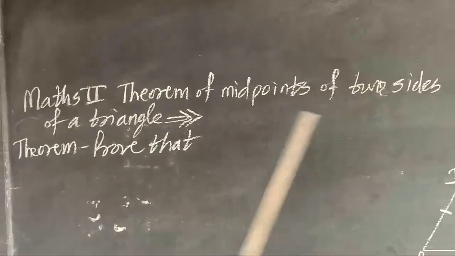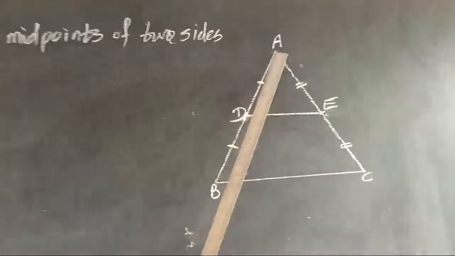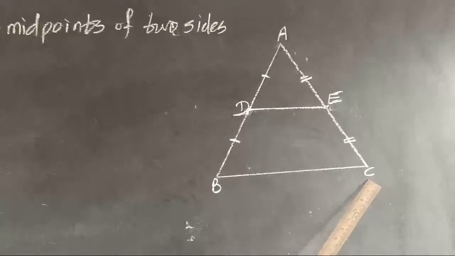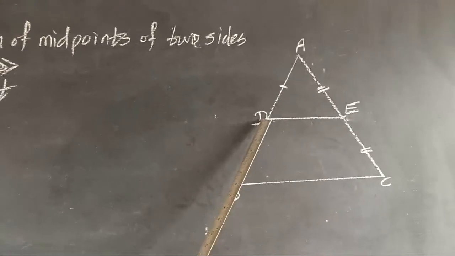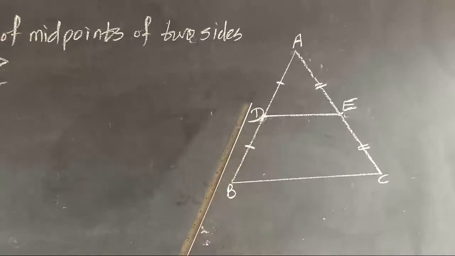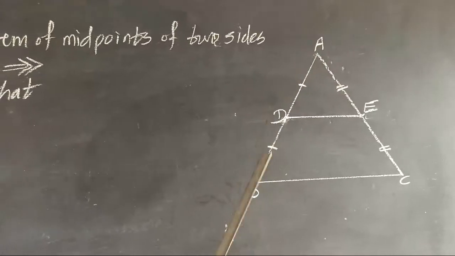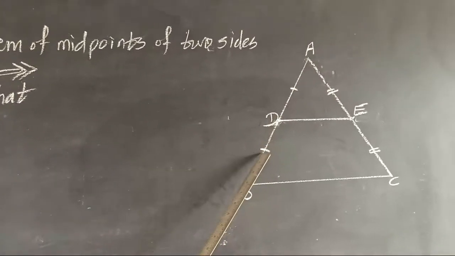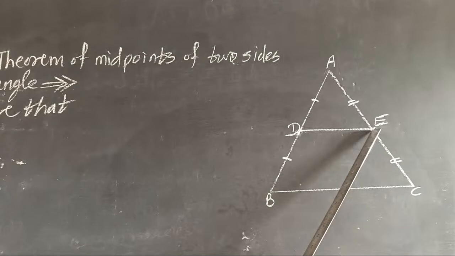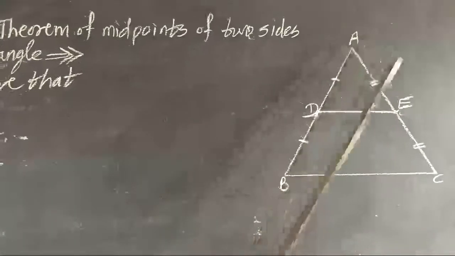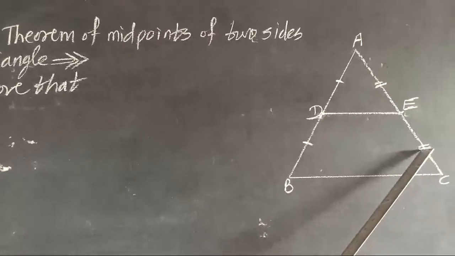Midpoints of two sides of a triangle. In the figure, a triangle is given, and point D is called the midpoint because that point divides side AB into two equal parts. Is it correct? And point E is called the midpoint because that point also divides side AC into two equal parts.